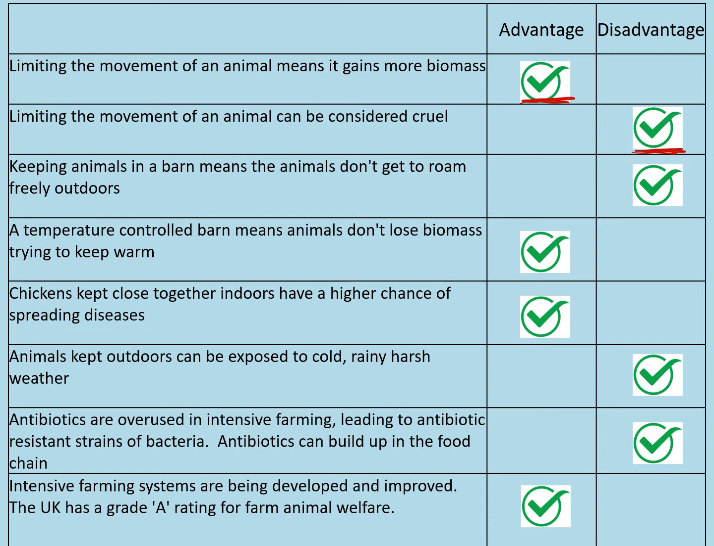Keeping animals in a barn means the animals don't get to roam freely outdoors. Well, that's a disadvantage because animals like to move around and display their natural behaviours. A temperature-controlled barn means animals don't lose biomass trying to keep warm. Well, that's an advantage because it means we get more efficient food production.